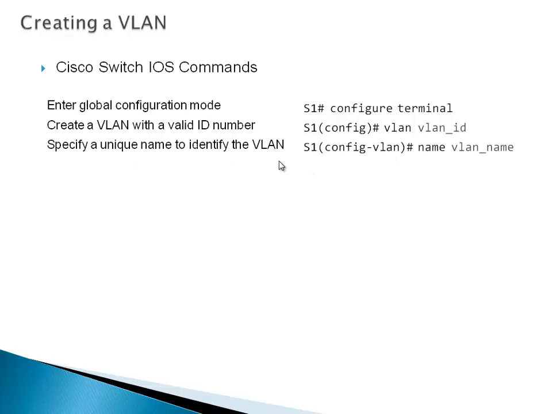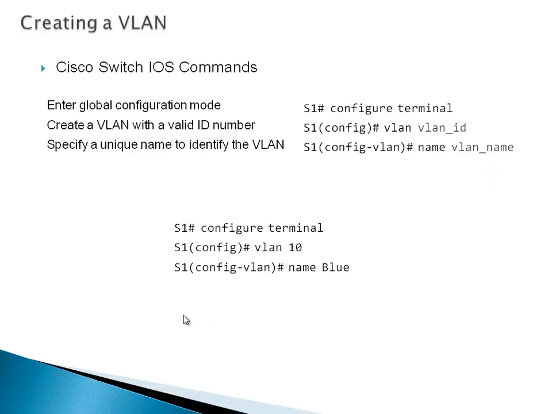Then we go to the VLAN configuration mode. We can see that the prompt has changed, config-vlan. So we are inside the VLAN configuration mode, and we type name and we give a name, so blue VLAN, for example. Here's a full example: configure terminal, vlan 10, name blue, and then end.